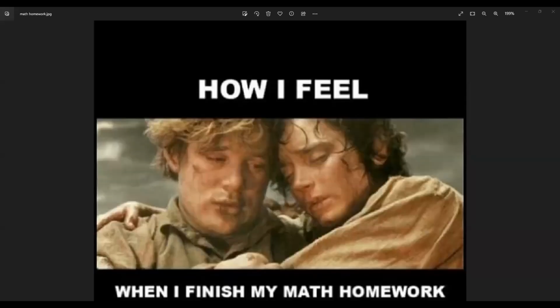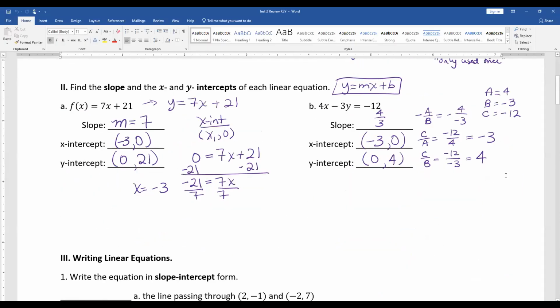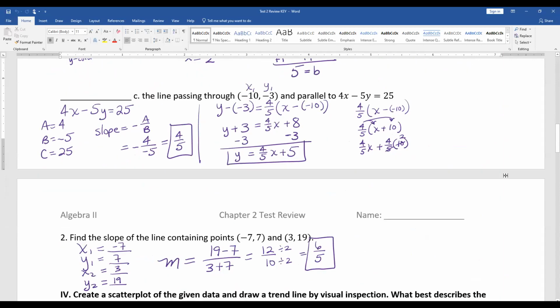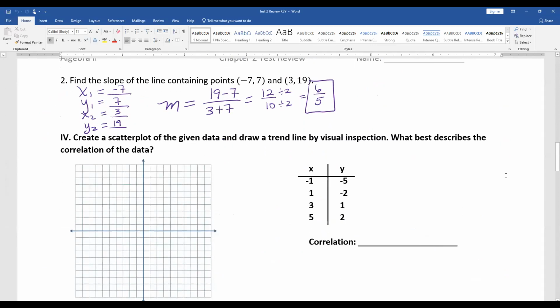Recording. Okay, so we're going to go ahead and pick up where we left off on the review guide. I don't know how close we'll get to finishing it, but we'll see. We have time. So yesterday we covered domain and range, finding slope, x and y intercepts. We understand that we can find those using the slope intercept equation or the slope point form.